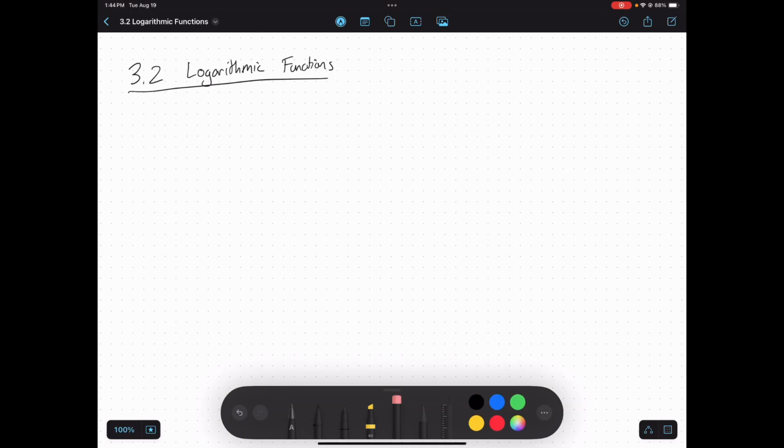Okay, in this video, we're going to move on from exponential functions and talk about another type of functions called logarithmic functions. And logarithmic functions are closely related to exponential functions, and we'll see why in just a little bit. It's based off of how we define logarithmic functions. So let's start out, though, by just looking at what a logarithmic function looks like.